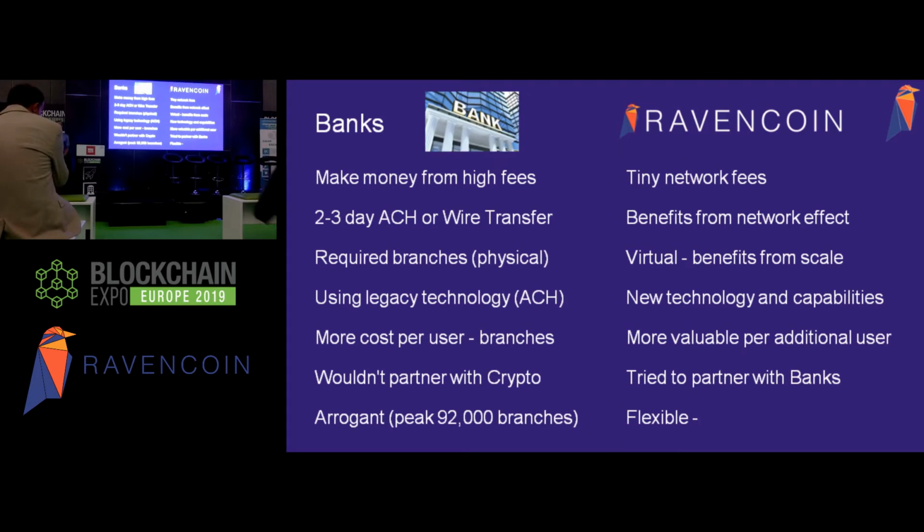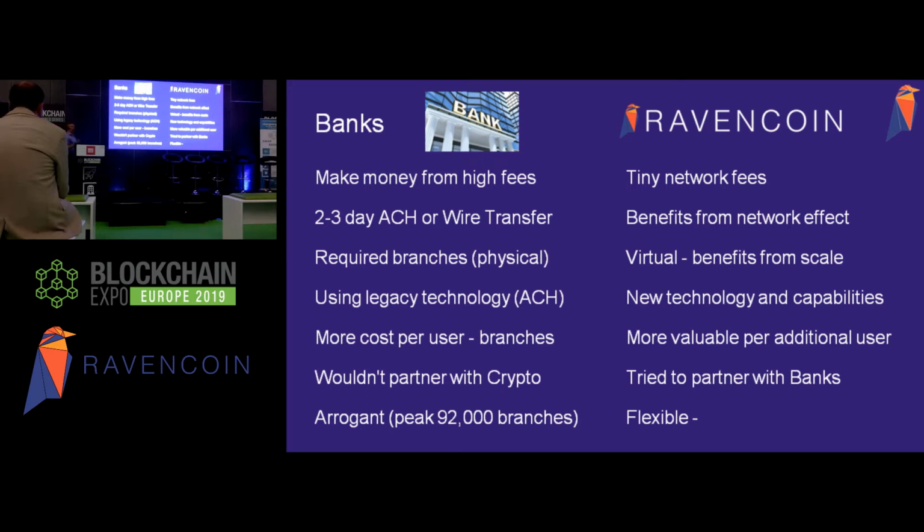I'm going to run some comparisons. We have banks, and I use Ravencoin up here, but we can generically use cryptocurrencies. So banks, they make money from high fees. That's high fees of transmitting money, of doing remittances, just charging extra for various services and things like that. It's slow, using older technology, 2 to 3 days to ACH. Some people in Europe probably aren't experiencing this as much. I think money moves a little bit faster over here than it does in the US.